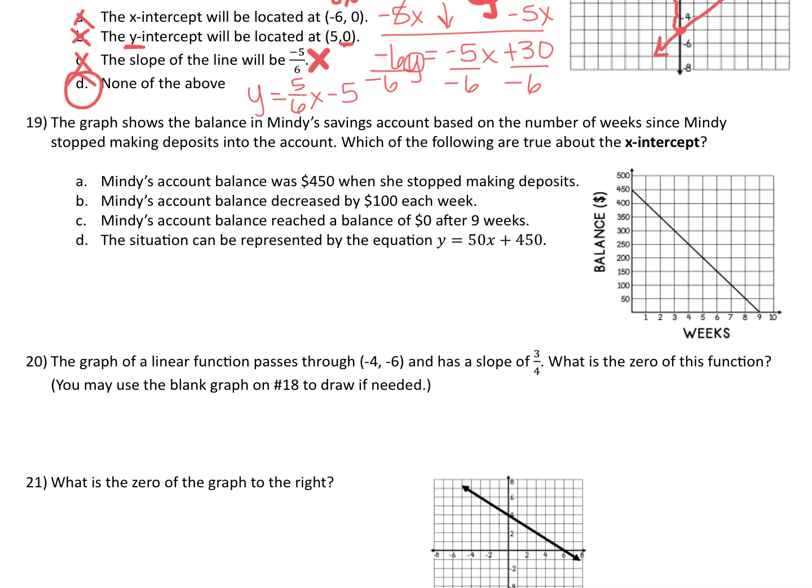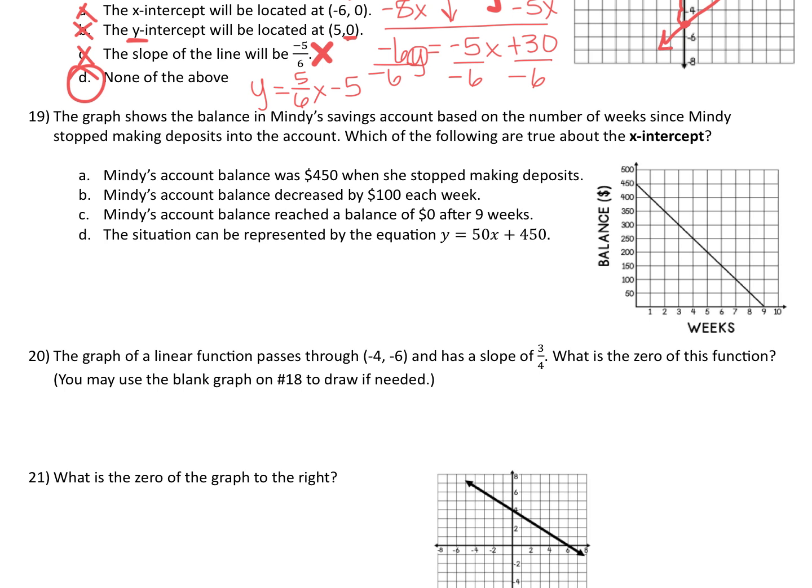When we look at Mindy's balance on number 19, again, pay attention to the scale, and we're only talking about the x-intercept. And we can see down here, here's my x-intercept, 9, 0, where my x is weeks and my y is money. So at 9 weeks, there is 0 money. So A says the balance was $450 when she stopped making deposits. Well, that is a true statement, but that is about the y-intercept, and they're asking about the x-intercept. So we need to make sure we pay attention to what that question is asking.